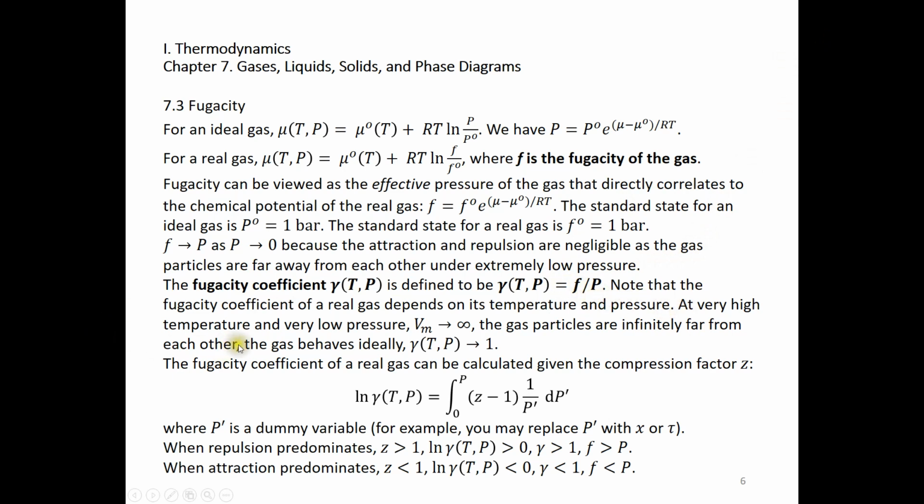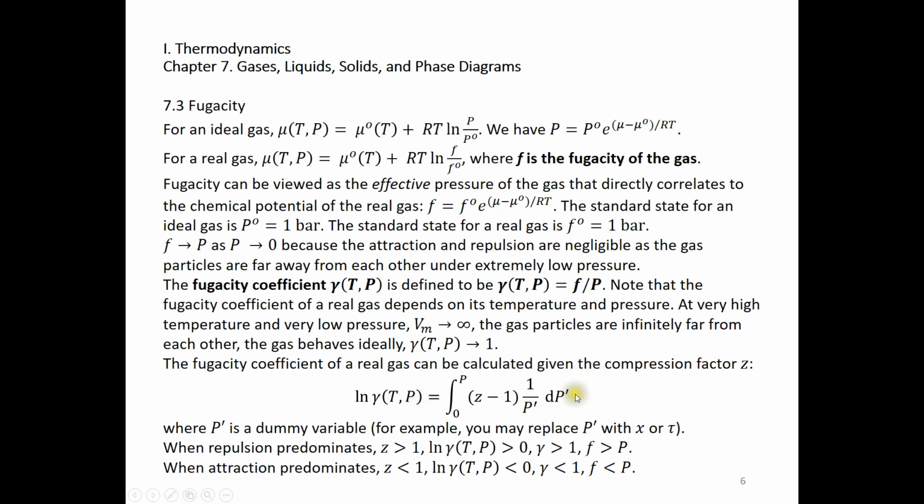Now, at very high temperatures and very low pressures, we know the molar volume is extremely large. In that case, the gas particles are very far away from each other. Then the gas behaves ideally or nearly ideally, and gamma approaches 1, F approaches P. The fugacity coefficient of a real gas can be calculated using this equation.